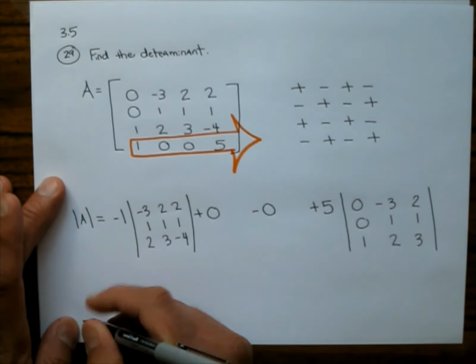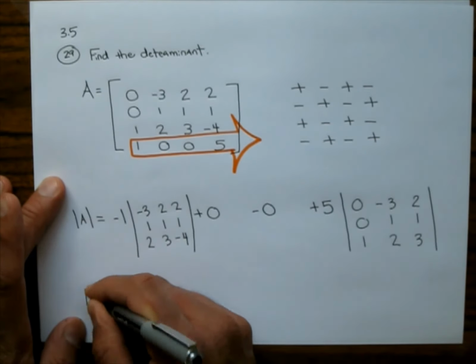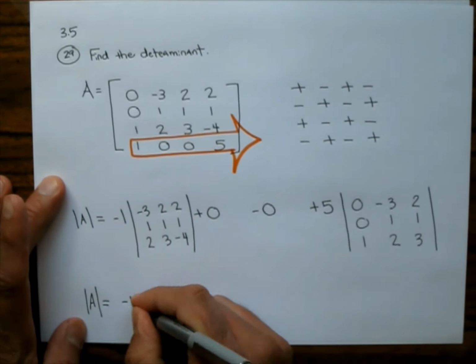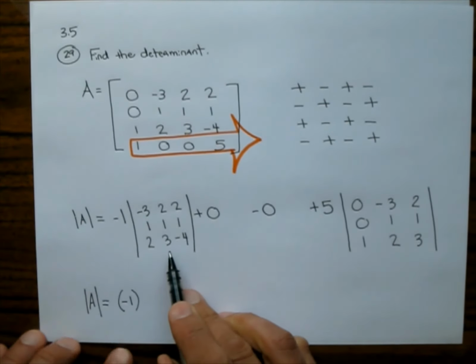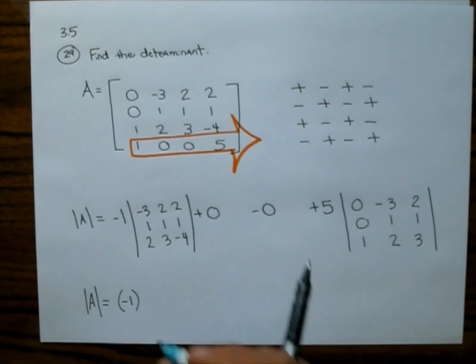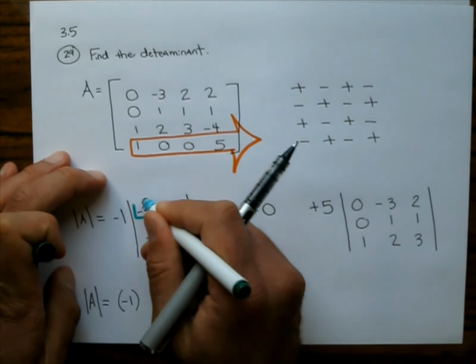Okay, we'll continue on this. Determinant A is negative 1. We'll just keep that negative 1 there. And now I have to find the determinant of this matrix. To find the determinant of this matrix, I'm going to travel across the first row.